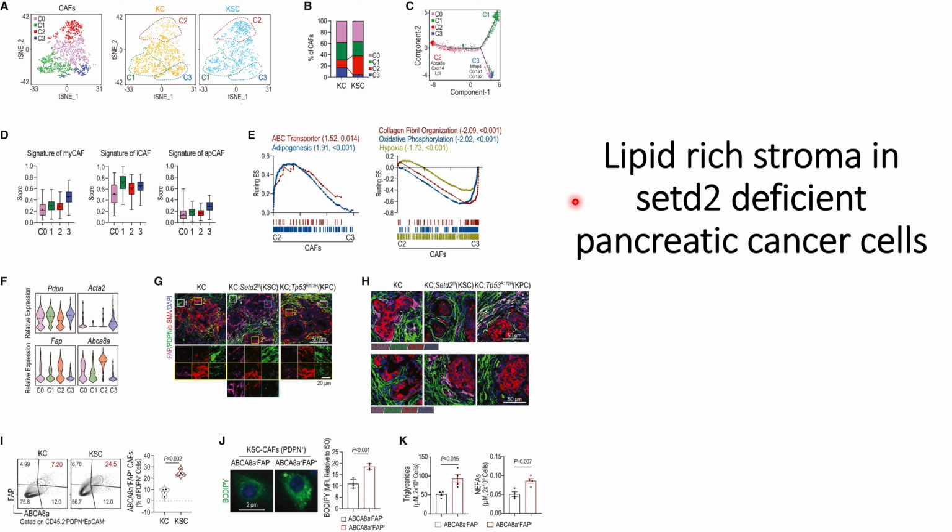I hope you understood the main reason behind this lipid-rich stroma in SETD2-deficient pancreatic cancer cells. If you need to understand more about this topic in detail, you can go through the reference provided in the description.